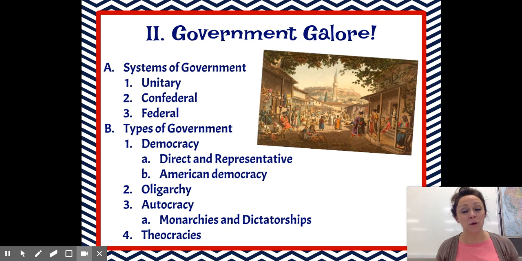Yeah. That is a great way for you to remember what federalism is. In a federal system or federalism, we have power that's divided between the national government and many states.